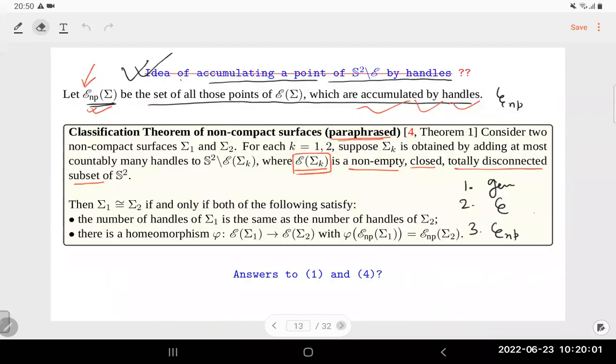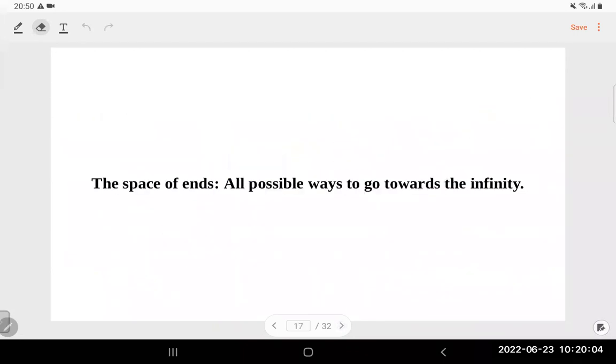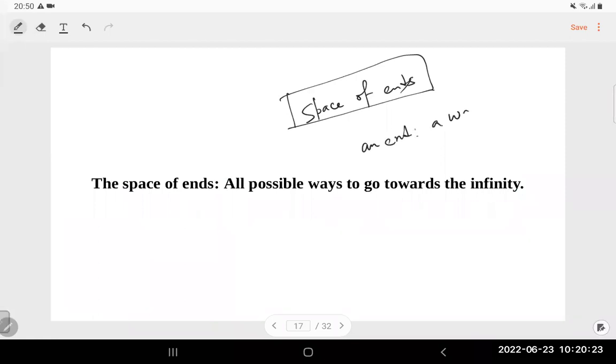All right, so here is the rough idea. I'll not go through the proof, but I'll say what is the main idea behind the Ian Richards theory. The theory is based on the space of ends. Okay, so an end means, roughly, a way to go towards infinity, and the space of ends is all possible ways to go towards infinity with some topology.